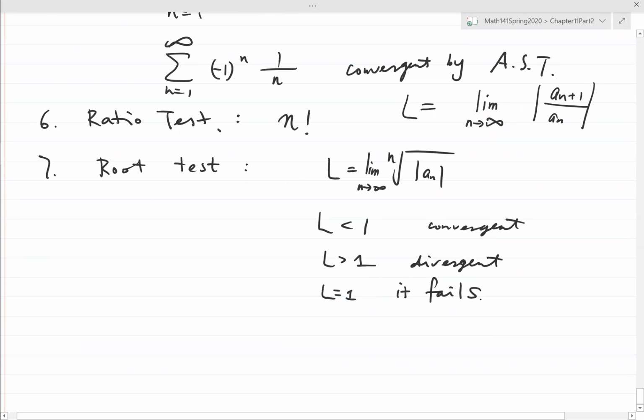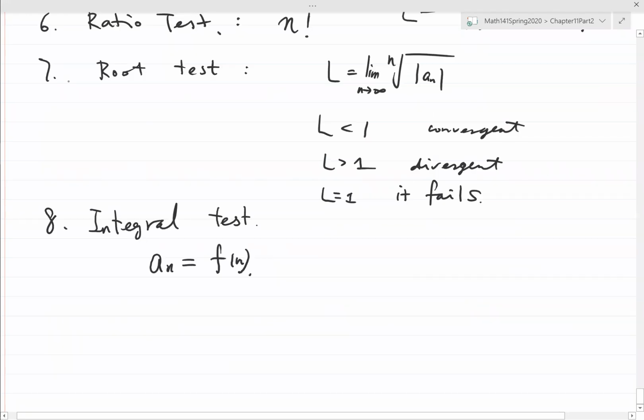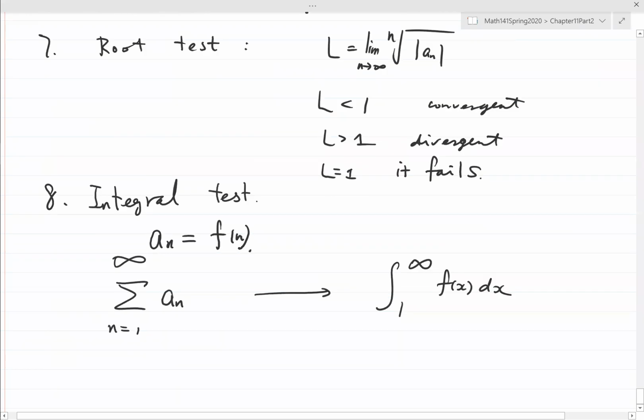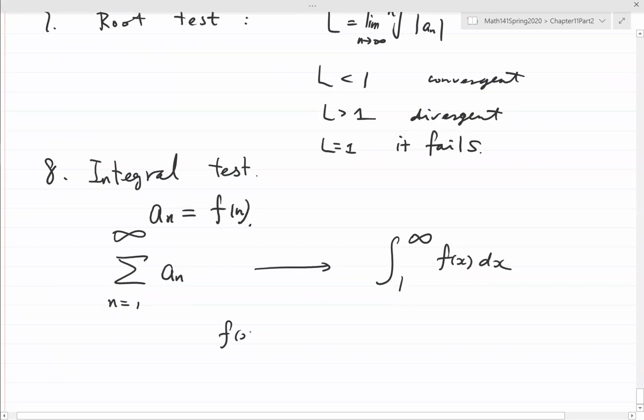And then we have the integral test. What we did is let an equal the function value at n, so that the series is considered as a Riemann sum for the improper integral from 1 to infinity of f(x) dx. To apply the integral test, we need to make sure that f(x) is decreasing and continuous.